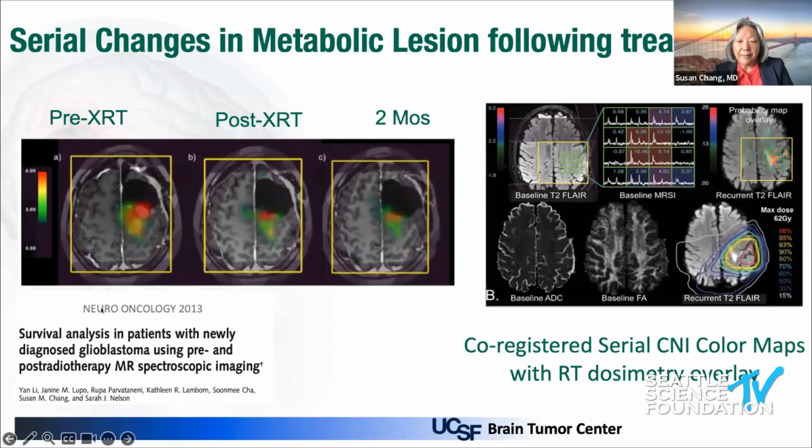This is an example of survival analysis that we've done with newly diagnosed glioblastomas, looking at pre and post radiotherapy changes. You can see some of the work just visually demonstrating what we see metabolically changing over time. And working with our radiation oncologists, we can co-register these serial CNI color maps with the RT dosimetry, overlay that so that we can actually characterize the changes relative to where the radiation dose has been administered. And this is some of the work done by Janine Lupo and Steve Bronstein in our team to really understand the changes that we can see of the metabolic lesion following treatment and how that might impact survival.